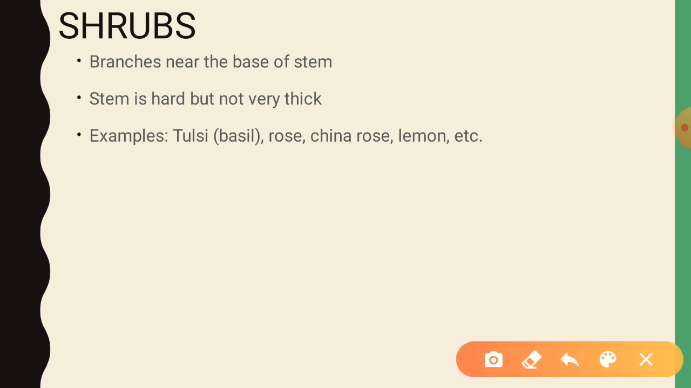Let's see the properties. Branches near the base of stem. Stem is hard, not very thick. So you have to keep in mind. Let's see the examples. First you can see tulsi. That's a Hindi name and you say it basil. Then rose, China rose, which is known as hibiscus. Then lemon. So these all are shrubs. Let's continue.